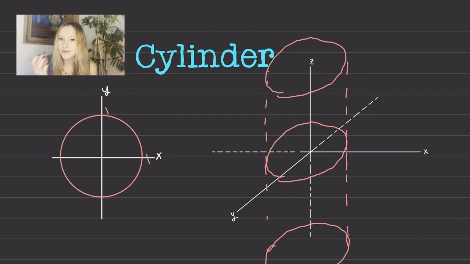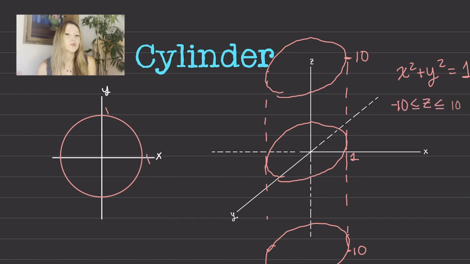And what would that look like if you cut it off? There would just be some sort of limit for the z along with the x squared plus y squared equals 1 equation, and that would make the cylinder cut off in the z direction so it doesn't go on forever.